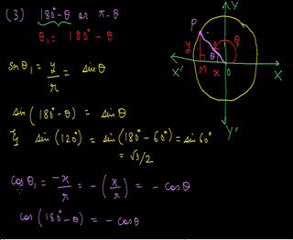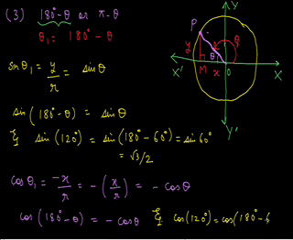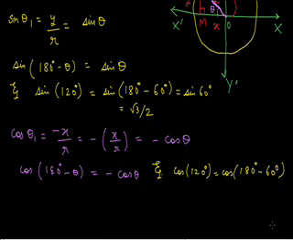So from here, we can say that cos of 180 degree minus theta is equal to minus cos theta. For example, cos of 120 degree can be written as cos of 180 degree minus 60 degree. But we know that cos of 180 minus theta is equal to minus cos of theta, that is minus cos of 60 degree. The value of cos 60 degree is 1 by 2. So the answer is minus 1 by 2. So the value of cos 120 degree is basically minus 1 by 2.